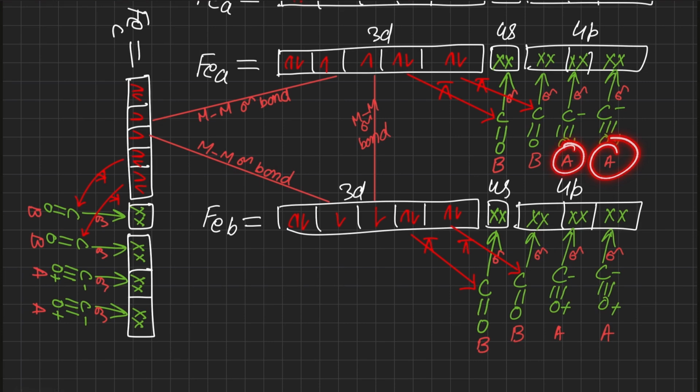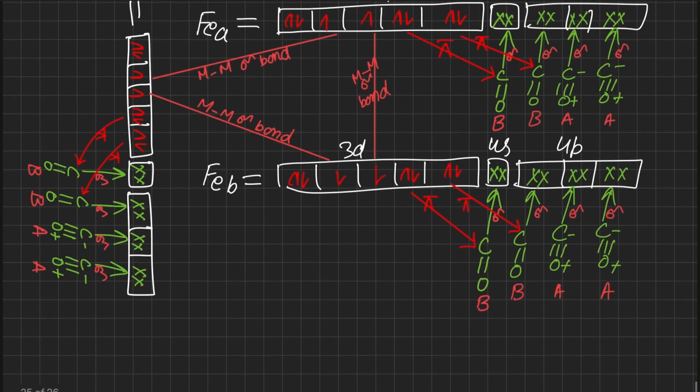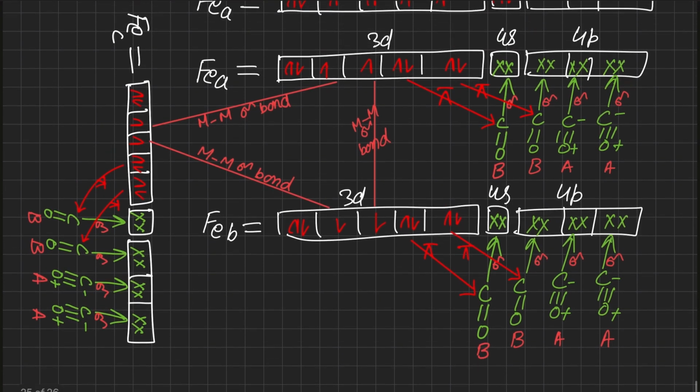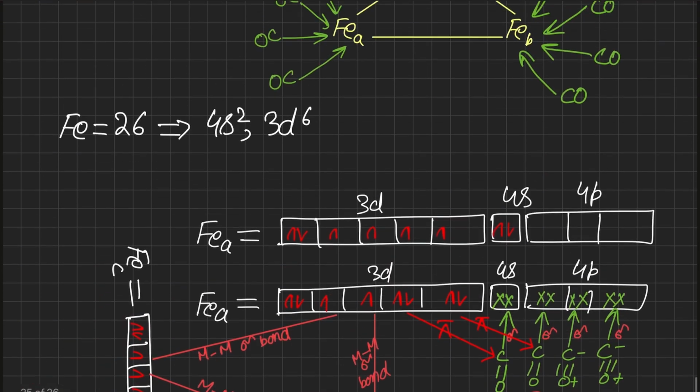So here we can see among four, two are A form and two are B form, and here come the back bonding electrons from the metal. Similar is the situation with iron B, with two A form and two B form, and these are the electrons coming from the metal to form the pi bond. Similar is the situation with iron C, as four are attached, so two are A form and two are B form, and these are the pi bonding electrons.